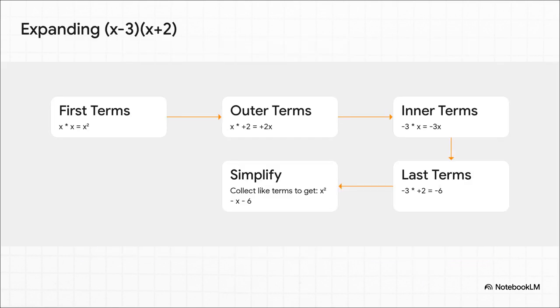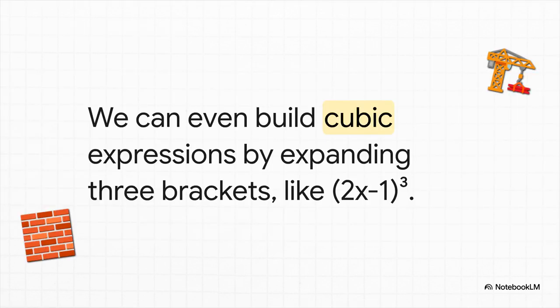And here's the systematic way we do it. To expand these two brackets, every single term in the first bracket has to multiply every single term in the second one. As you see here, we multiply the first terms, then the outer terms, the inner terms, and finally the last terms. Once all the parts are multiplied out, we just do a little cleanup by collecting any like terms together. And this process totally scales up.